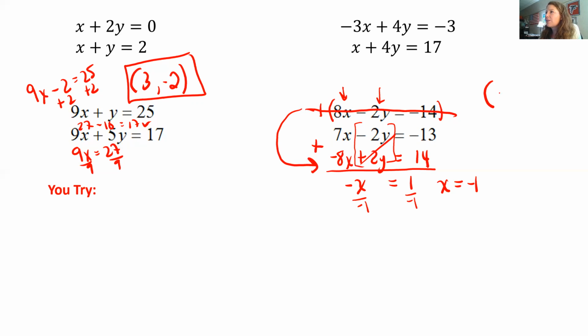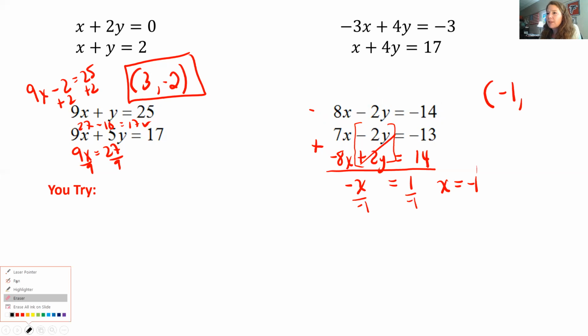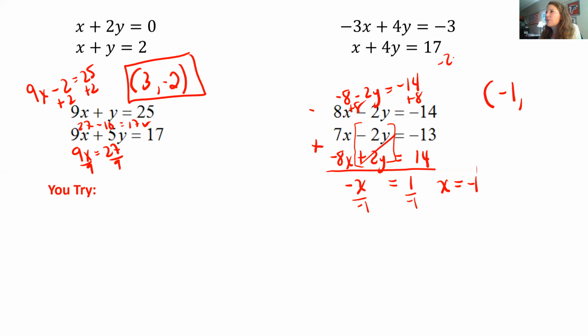So my x value is -1. I'm going to plug into either one of the equations. It doesn't matter. I can even go back to the original top one before I changed anything. So 8 times -1 is -8 minus 2y equals -14. I'm going to add 8 and I get -2y equals 6. And when I divide by -2, I get y is -3.